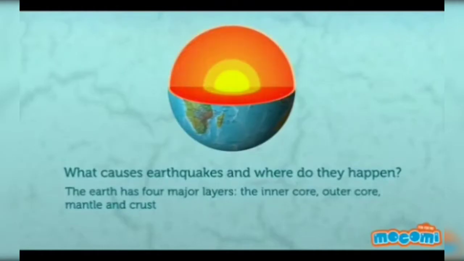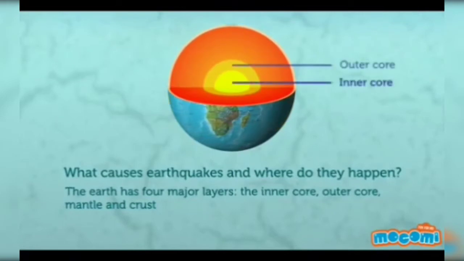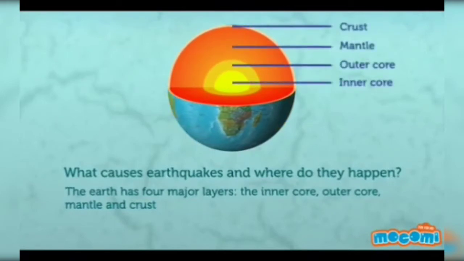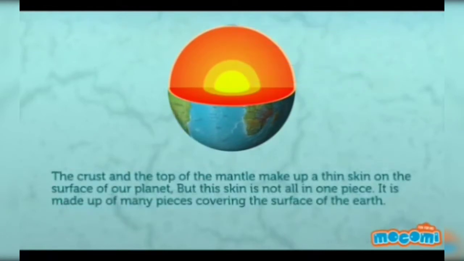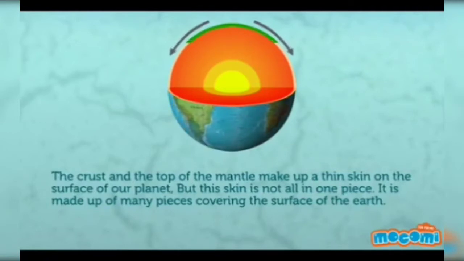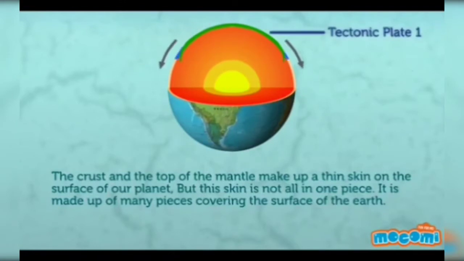What causes earthquakes and where do they happen? The earth has four major layers: the inner core, outer core, mantle and crust. The crust and the top of the mantle make up a thin skin on the surface of our planet, but the skin is not all in one piece. It is made up of many pieces covering the surface of the earth.